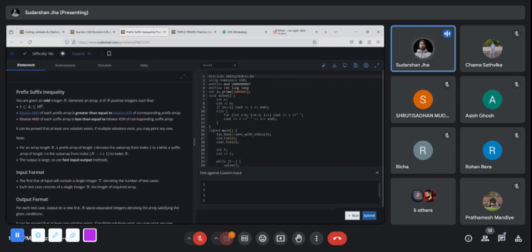Okay, let me just explain the problem. What is the problem saying? So suppose you are given an array of an odd number of integers. Suppose this is 5. So what it's saying is that these are the elements.